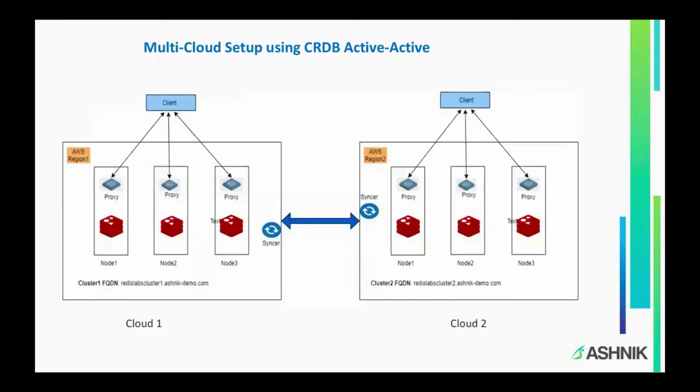So this is my demo setup, where I have deployed two Redis clusters, one in cloud provider 1, which is in region 1. In my case, I have AWS region 1, and another is in another cloud provider as region 2. In my case, again, AWS region 2, right? Both clusters are 3-node clusters deployed on EC2 machines.